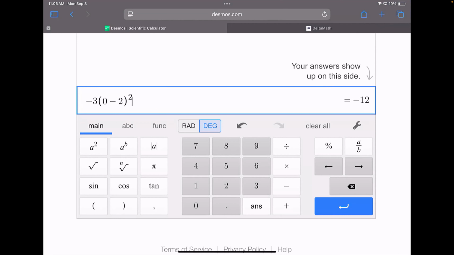Squared's right here. Squared's the a squared. A to the second power. Yeah, you got it. Okay. Negative 4. So we put minus 4, right? There's our answer, negative 16.